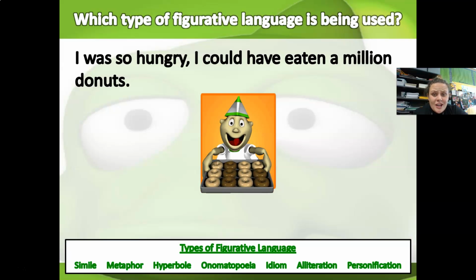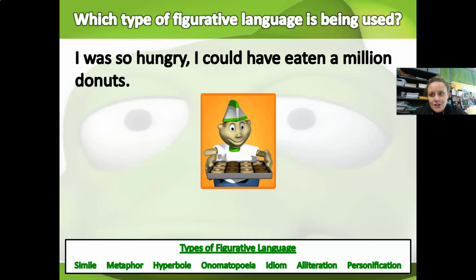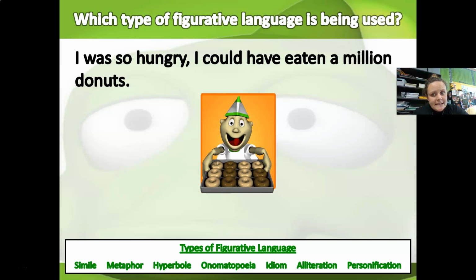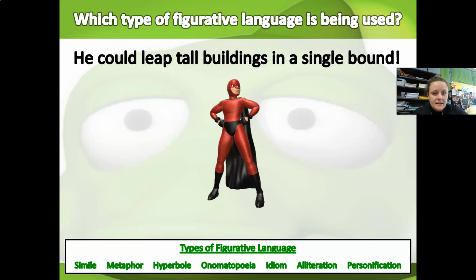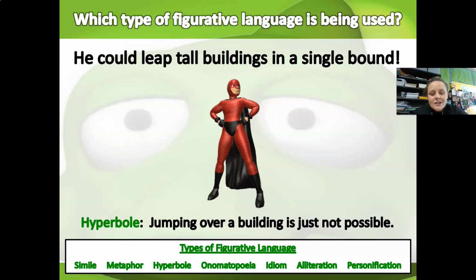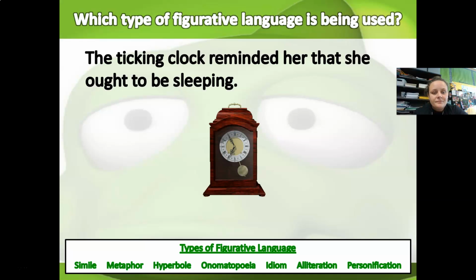I was so hungry, I could have eaten a million donuts. They're really exaggerating how hungry they were, so that's clearly hyperbole. He could leap tall buildings in a single bound. Seems like exaggeration again, right? Jumping over a building is not possible. He might be super strong, super fast, but that's not possible.